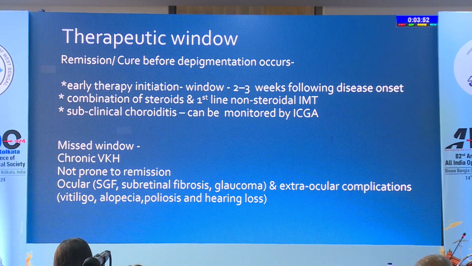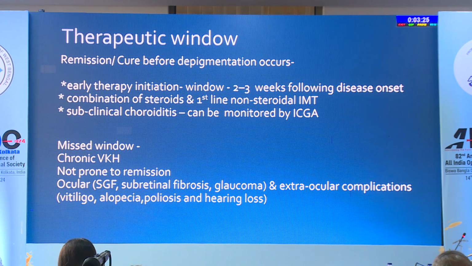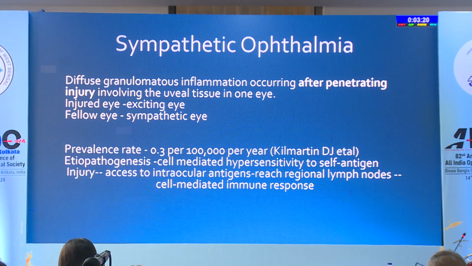Now, a large number of patients can undergo remission and cure before depigmentation occurs if there is early initiation of therapy, given that the window period is about 2 to 3 weeks following the disease onset, if you treat them with a combination of steroids and non-steroidal immunosuppressives. But remember that as the disease resolves, there can be subclinical choroiditis, which you can monitor with ICG if possible. Because if you miss this window period, then the patients can go into a chronic VKH, which is not prone to remission and can have ocular and extraocular complications.